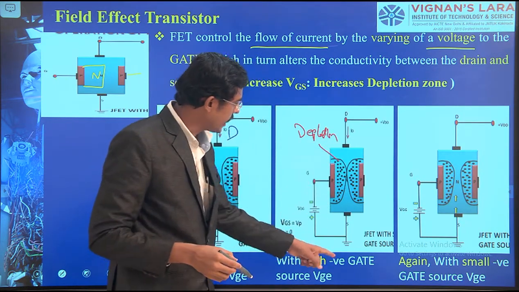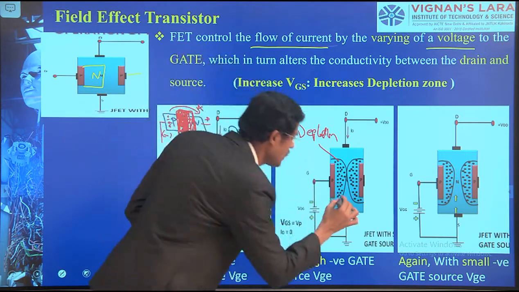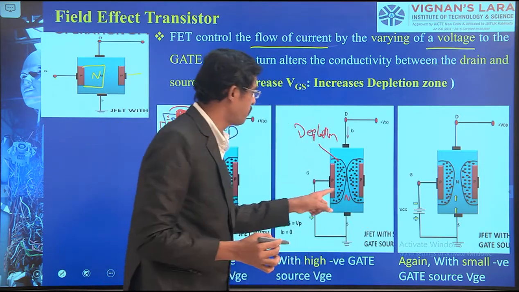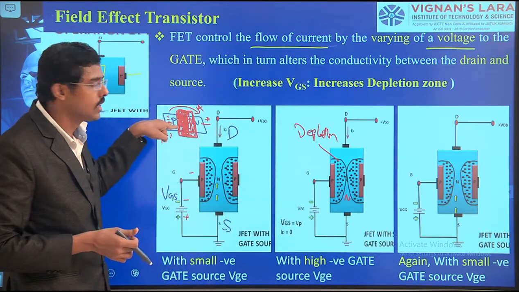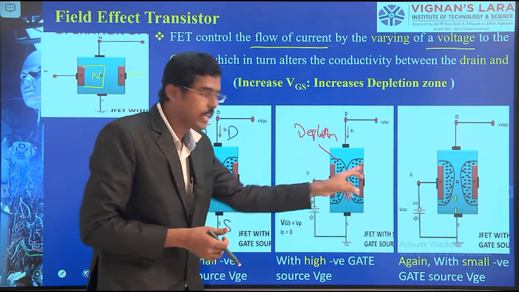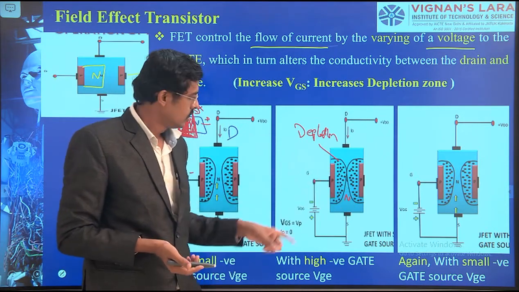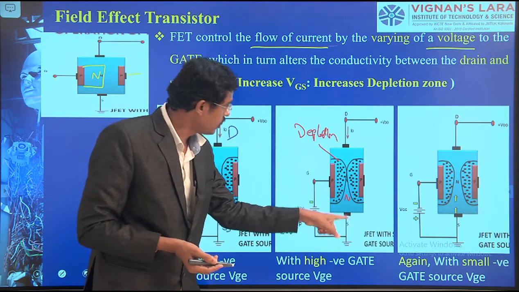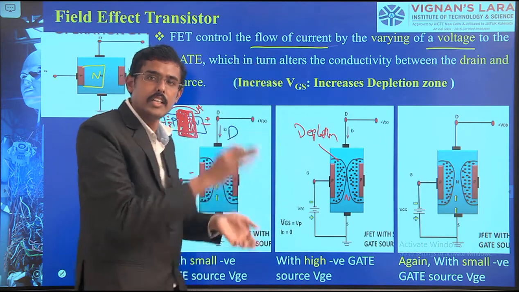When the negative is increased more, it attracts towards the corner, therefore the connection between N and the P increases, the depletion zone increases. I am talking about this point. If it is increasing at both ends, the depletion becomes more. This is the point. From the source to the drain, flow of electrons or flow of current, it stopped.